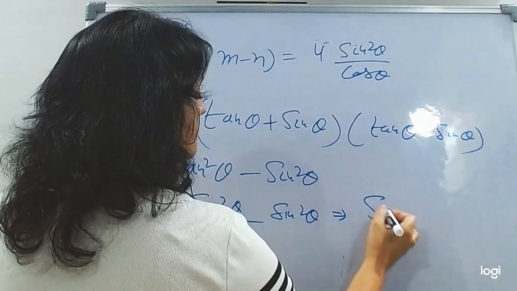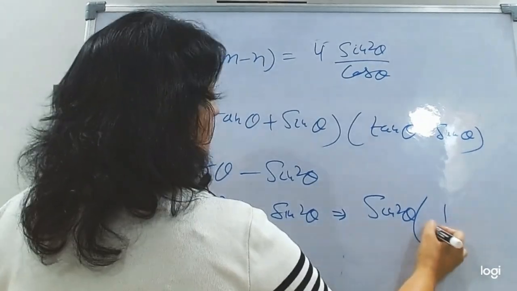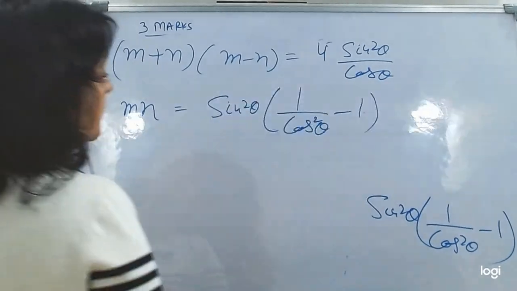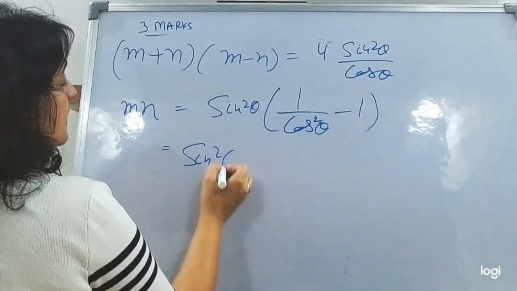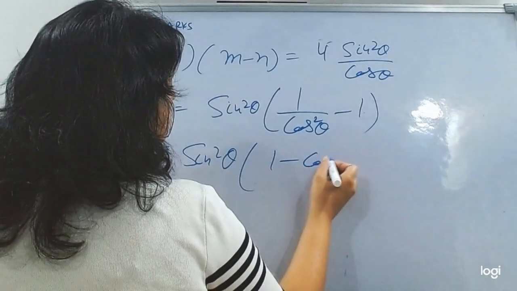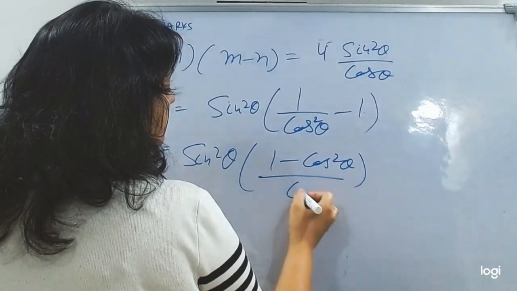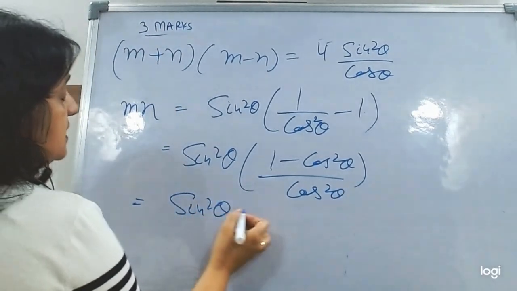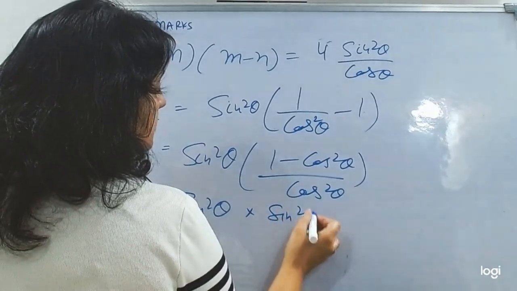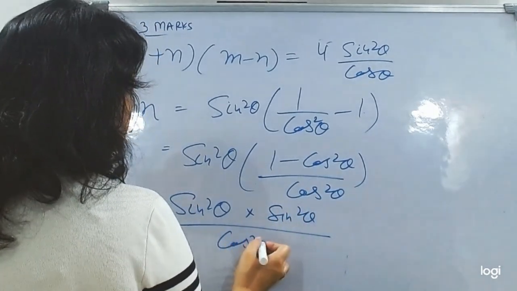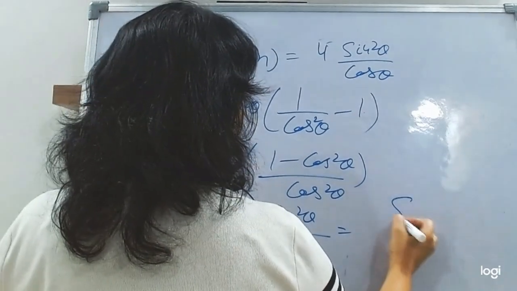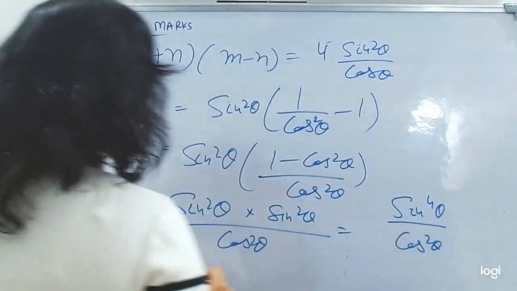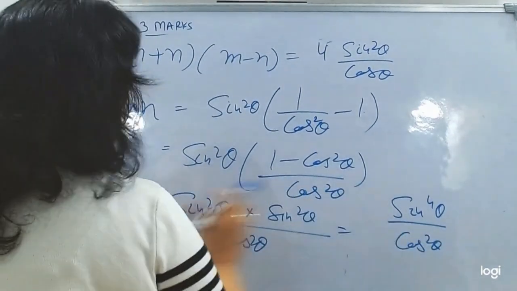Take sin square theta common. 1 by cos square theta minus 1. Solve the bracket. Sin square theta into 1 minus cos square theta by cos square theta. Sin square theta into sin square theta by cos square theta means sin 4 theta by cos square theta. So this is the value of mn.